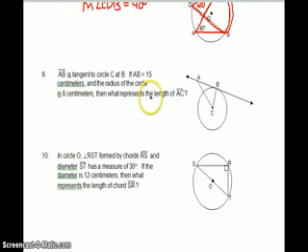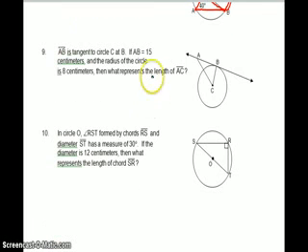Number 9. AB is tangent to circle C at B. If AB equals 15 centimeters and the radius of the circle is 8 centimeters, what represents the length of AC? So we're trying to find AC. We know that AB is 15 and the radius is 8. And since this is tangent, we know this is a right angle right here. So we're just going to use the Pythagorean theorem. X will be our hypotenuse.